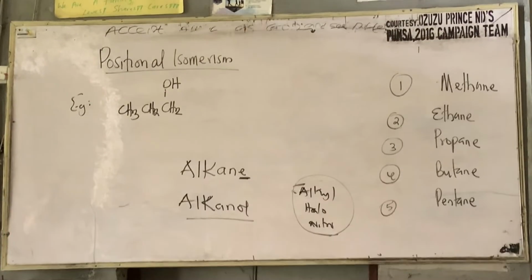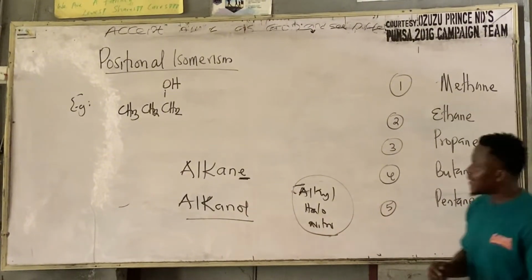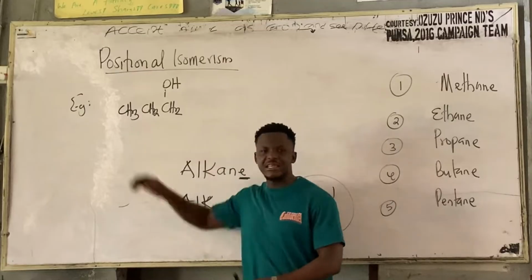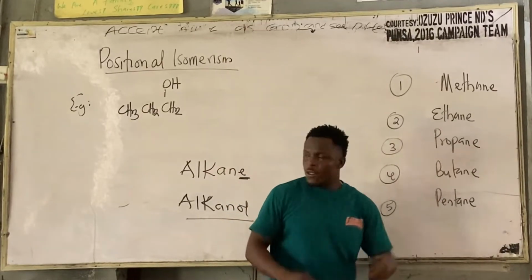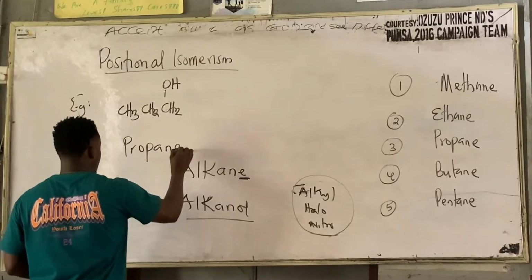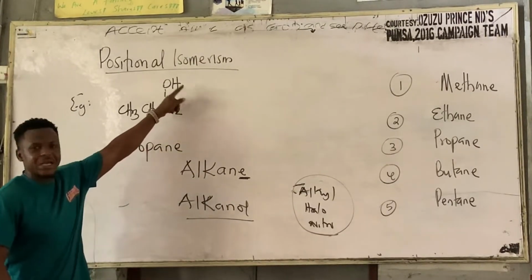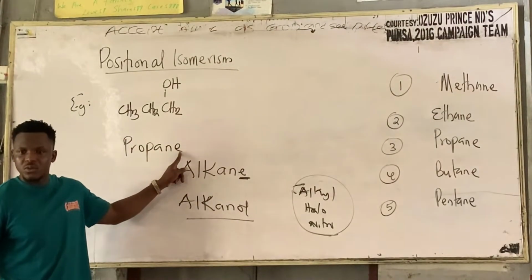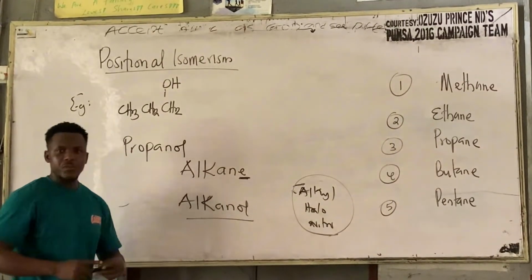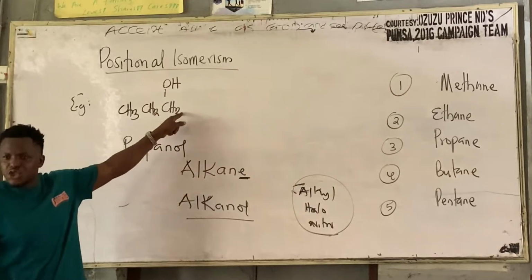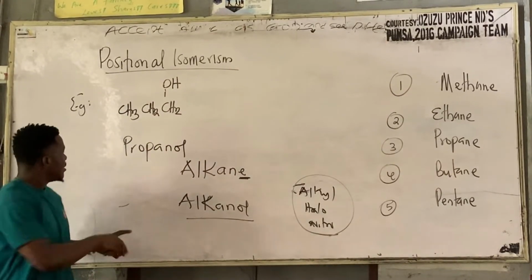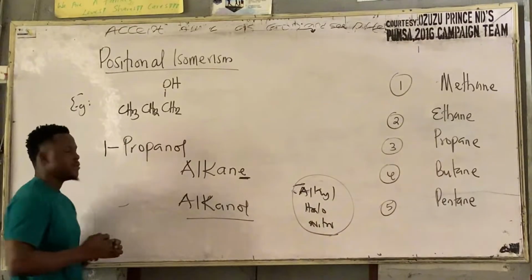Now, how many carbon atoms do we have in here? A 3-carbon alkane is named as what? Propane. But since OH is present here, this will be changed to propanol. What is the position of this OH on this chain? Position 1, right? So you come here and say propan-1-ol.